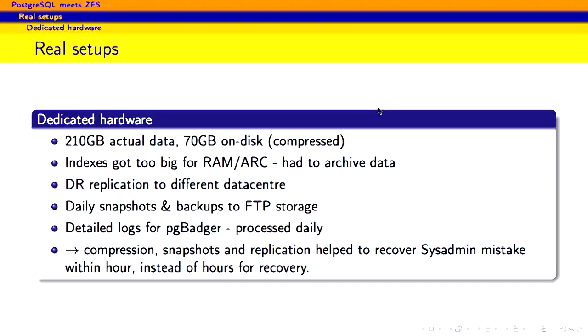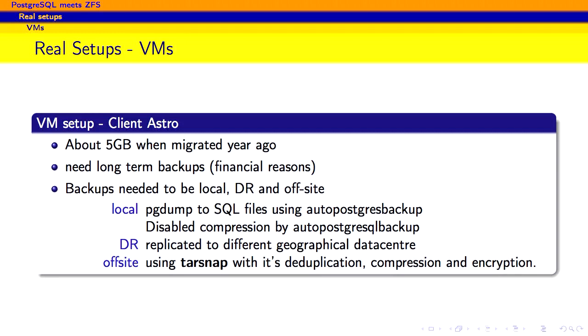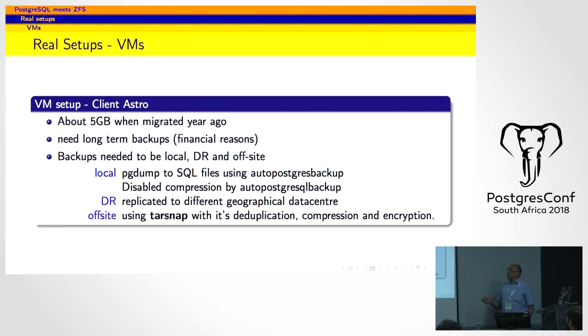My VM clients. When we started off with them, we have about 5 gigabytes of data that we need to transfer in a year ago. They need long-term backups for financial reasons. The backups need to be local, DR, and offsite. So local, I do a PG dump. I use auto Postgres backup, and I modify that to disable any compression done by it. I'll show you now why.